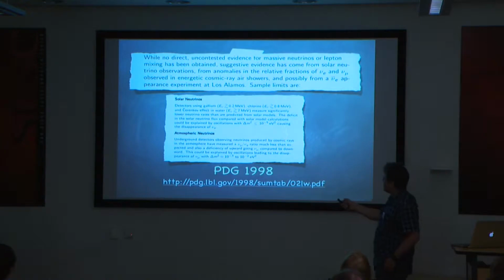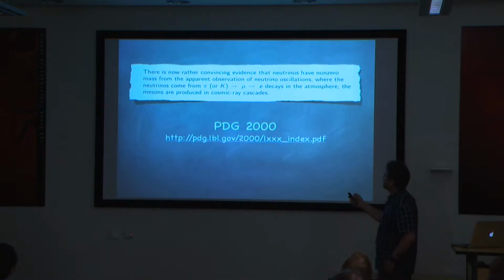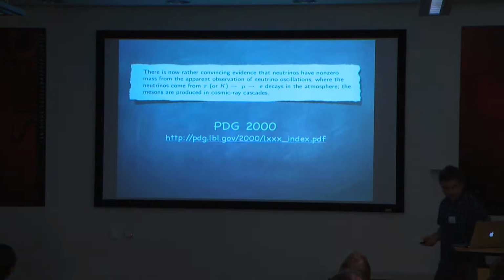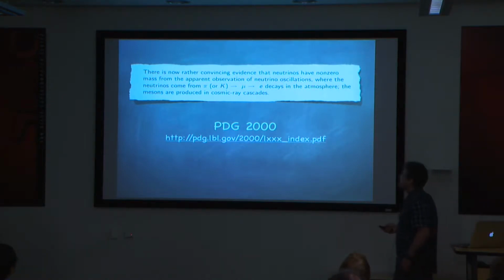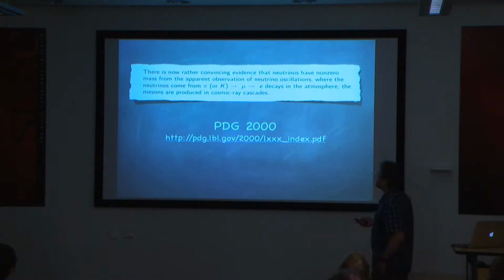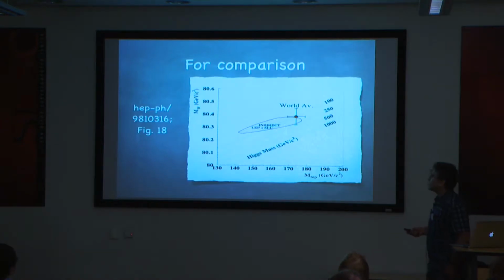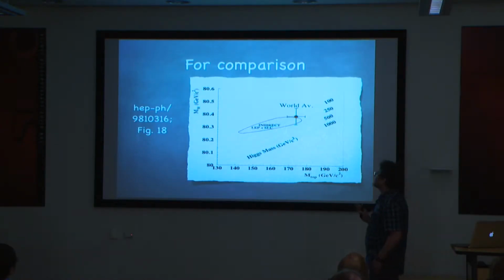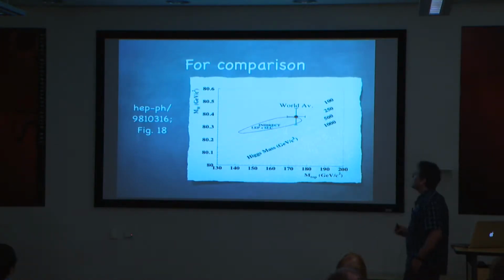You can go and look at these links and see. They have some information on solar neutrinos and atmospheric neutrinos. And then two years later, they say that there is rather convincing evidence that neutrinos have non-zero mass. It's really amazing to look at this progress issue by issue, because for comparison, things in particle physics go on a much slower time scale.